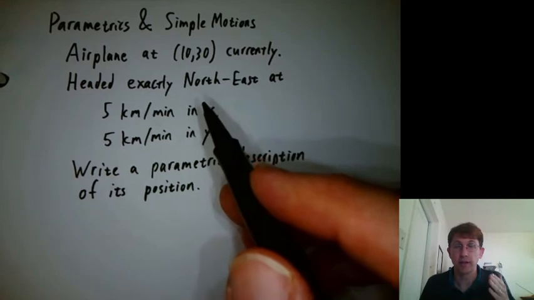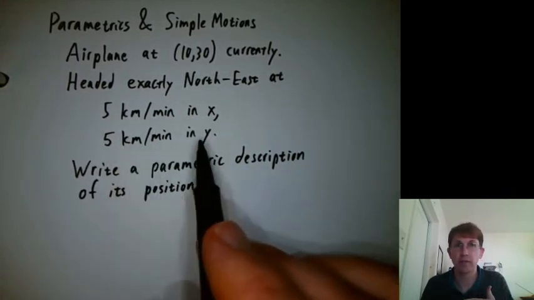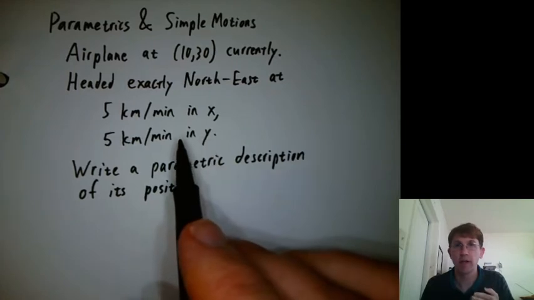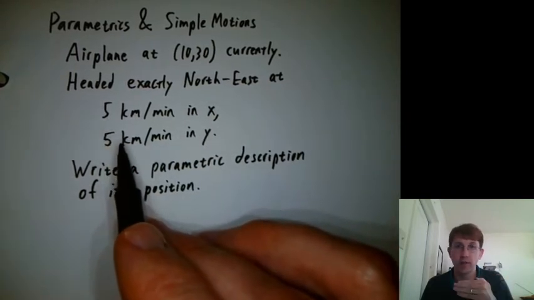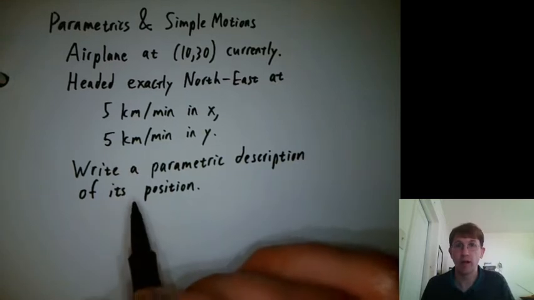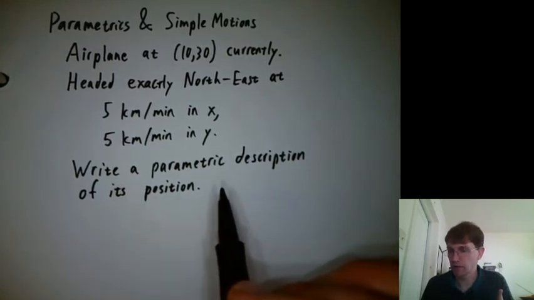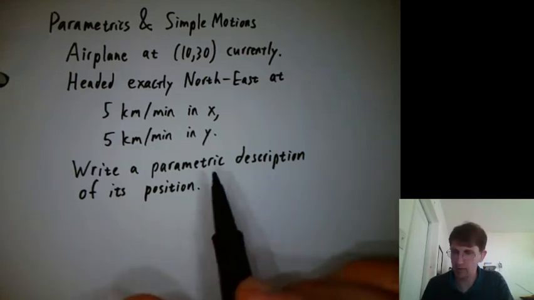And let's say it's headed exactly northeast at 5 kilometers per minute in x, 5 kilometers per minute in y. To be headed exactly northeast, these two numbers have to be the same. If its speed in the x direction was different than its speed in the y direction, it wouldn't be heading exactly along a 45-degree line, right? So write a parametric description of its position. Pause the video while you try writing that out and maybe sketch a graph too.